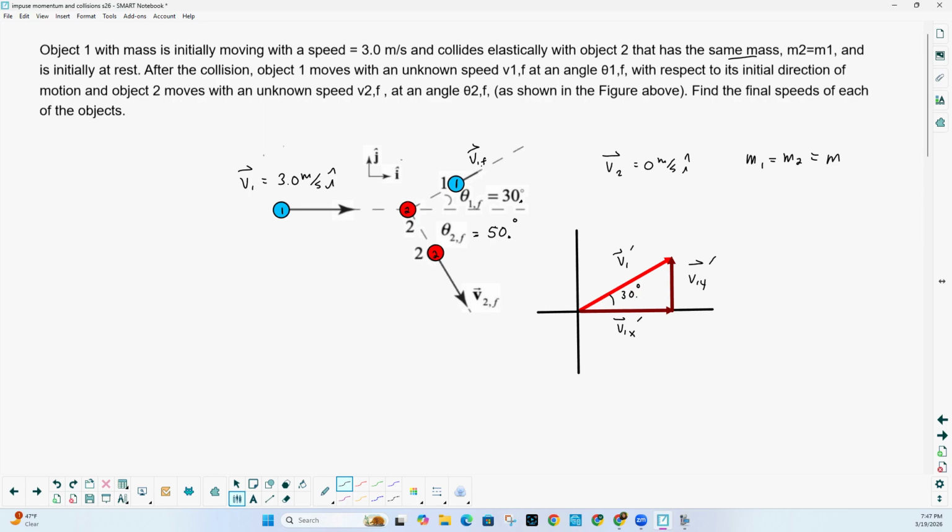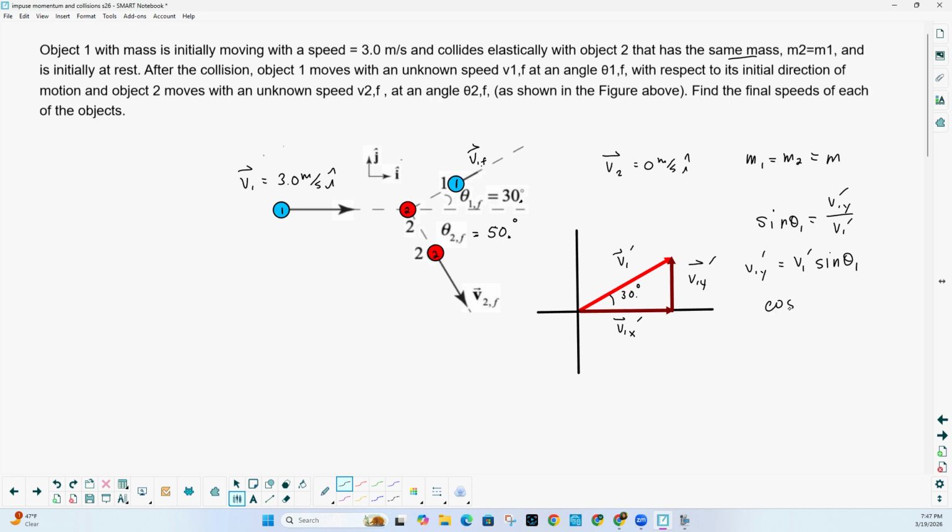Now, we know that whenever we need to break a vector into components, we need to use sine and cosine. So the first thing I'm going to do is define sine. So sine theta 1 is going to be opposite over hypotenuse. That's going to be V1Y over V1, and that's going to be primed, both of them. That means that my Y component is going to be equal to the V1 prime times sine theta 1.